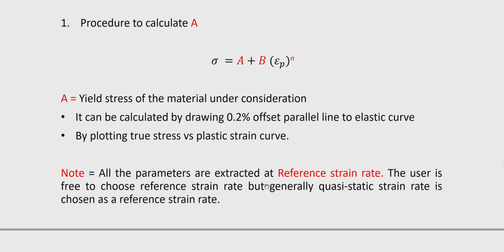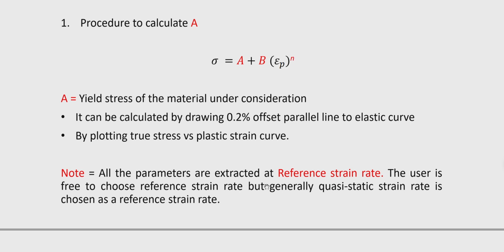We calculate all the parameters at a reference strain rate. So, the user must note that you are calculating parameters at a reference strain rate. For example, we generally take the reference strain rate as 10 to the power minus 4 per second or 10 to the power minus 5 per second. But the user is free to choose the reference strain rate. It can be above or below.